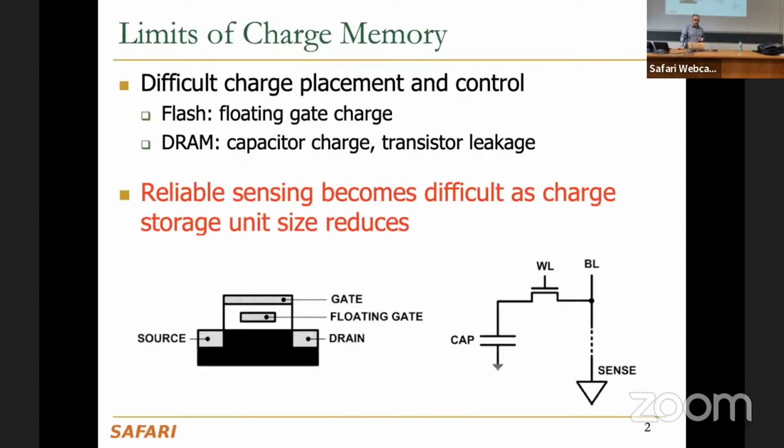Okay. So we discussed a lot about the limits of charge memory. Let's just have a very quick reminder to jog your memory. We have difficult charge placement and control. In flash memory, we have a floating gate, and you need to control the charge in that floating gate. We're going to learn about the background of flash memory in detail next week, so I don't want to spend much time today. And for DRAM also, we have this capacitor where you need to store charge. And essentially there is transistor leakage. In flash also, you have some leakage.